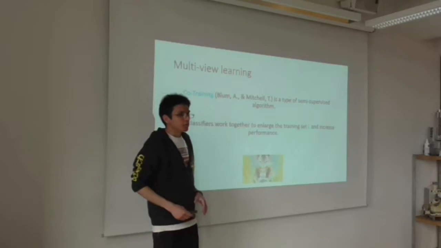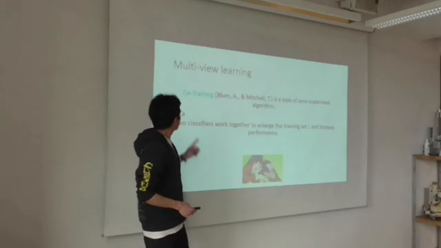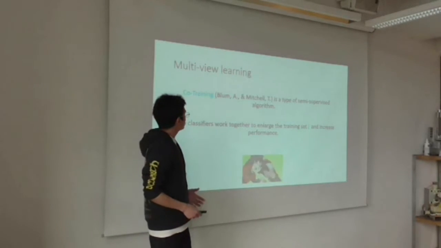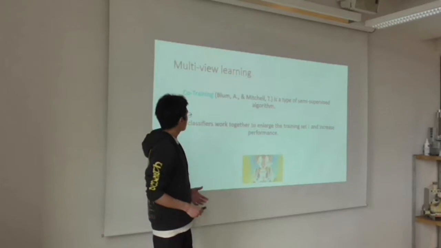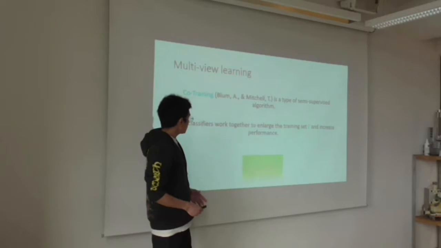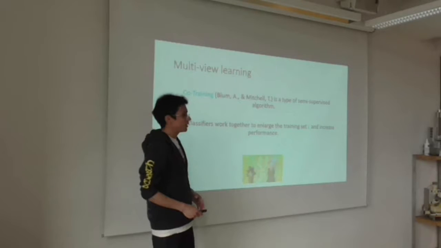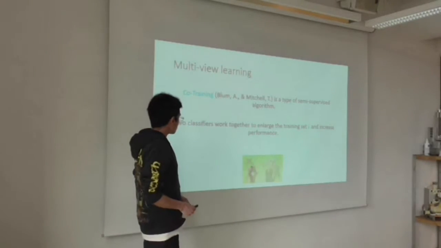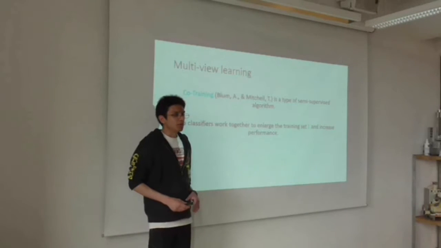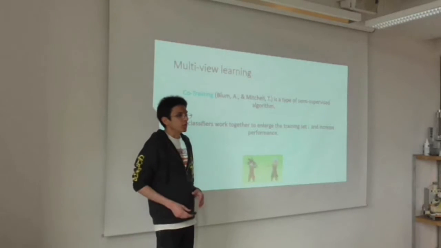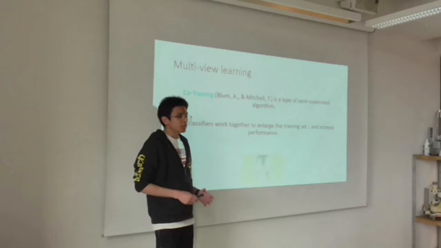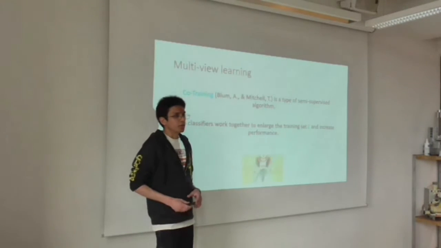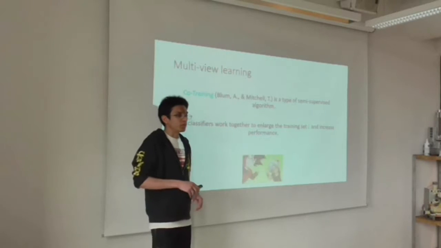So one of the first multi-view learning algorithms is called co-training, and this one was proposed by Blum and Mitchell. And this is some type of semi-supervised learning algorithm. So it's always better to work as a team than working individually. So the main idea is that you have two different classifiers. So you train one of the classifiers using one of the views, for example, the text inside the website, and you train the other classifier using the information from the links pointing to that website.